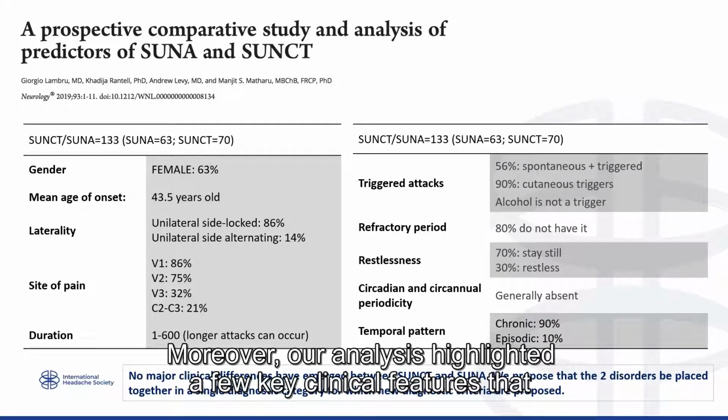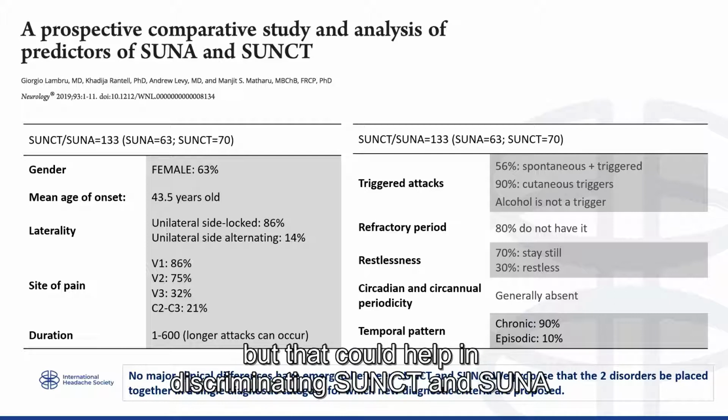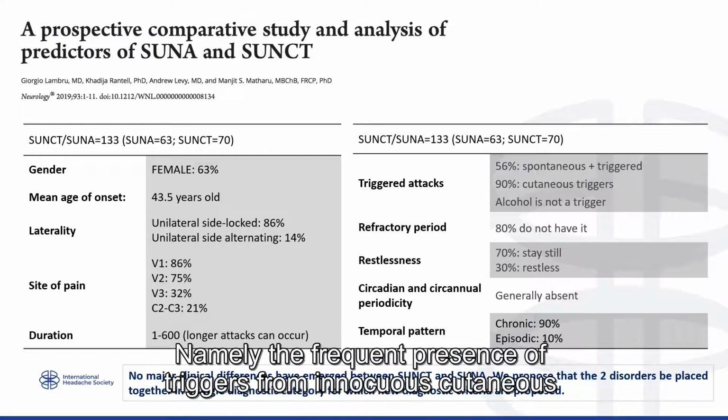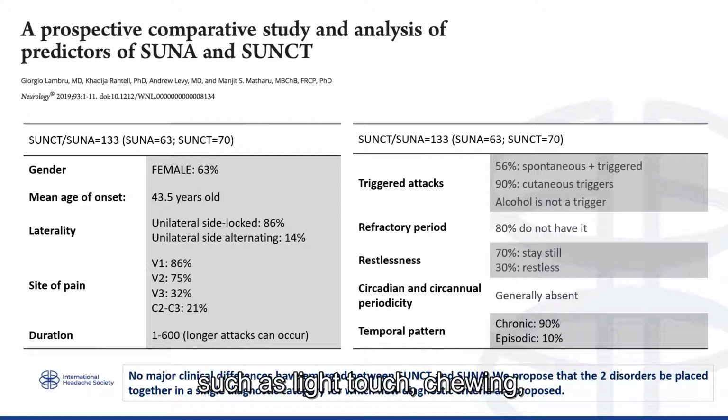Moreover, our analysis highlighted a few key clinical features that have not been included in the diagnostic criteria, but that could help discriminate SUNCT and SUNA from the other TACs, namely the frequent presence of triggers from innocuous cutaneous and intraoral stimulation of the skin on the same side of the pain, such as light touch, chewing, wind blowing on the face, cold temperature, brushing teeth, and brushing hair.